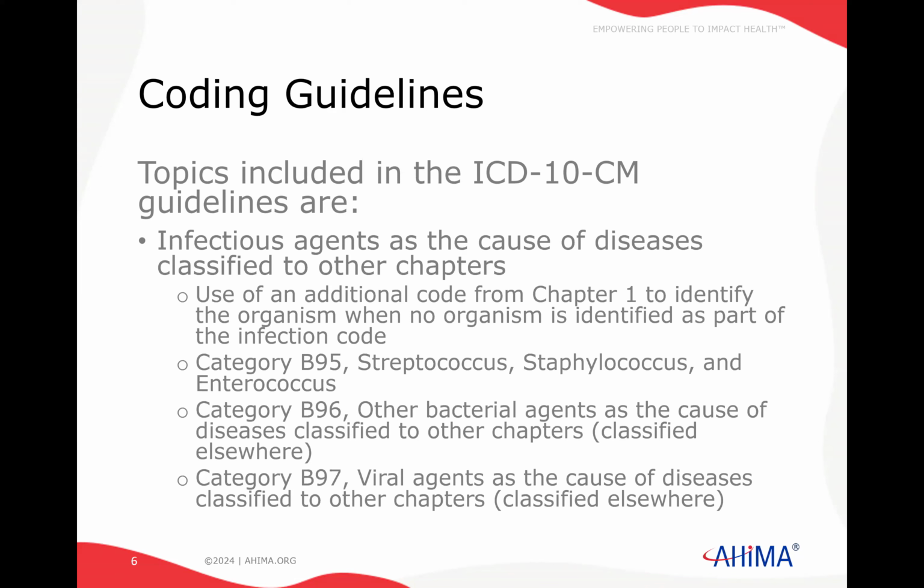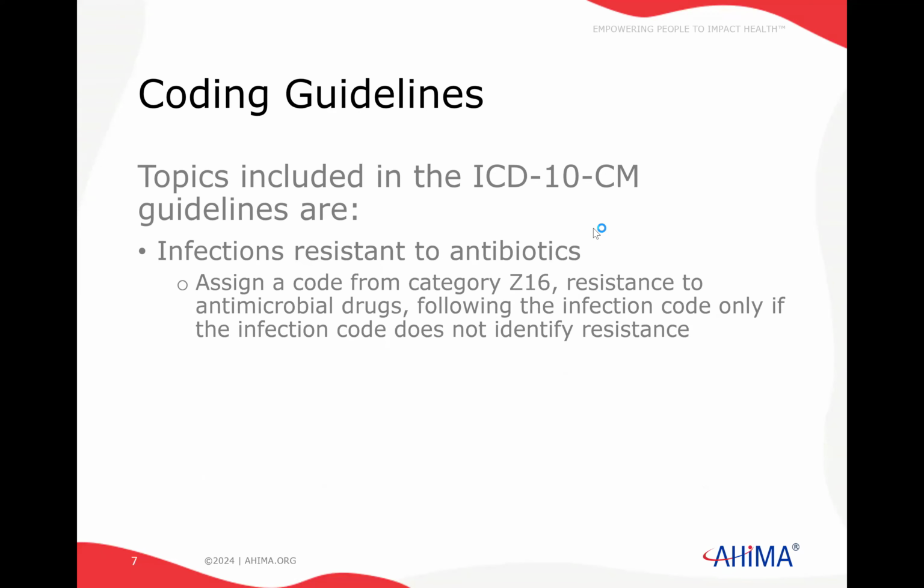Some important things out of the guidelines. When you have infectious diseases that are causing a disease that is related to another chapter, such as things like strep, staph, that causes some other manifestation, you use the additional code from chapter 1, meaning chapter 1 of the code book, to identify the organism. And these are mentioned, otherwise it's non-specific, as we'll see.